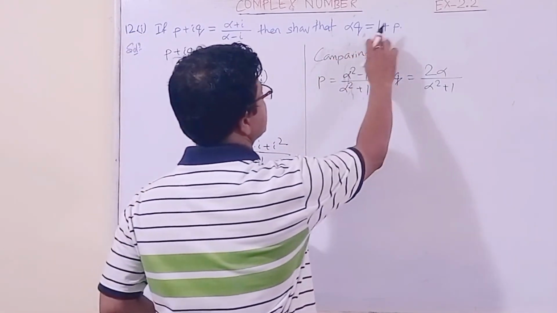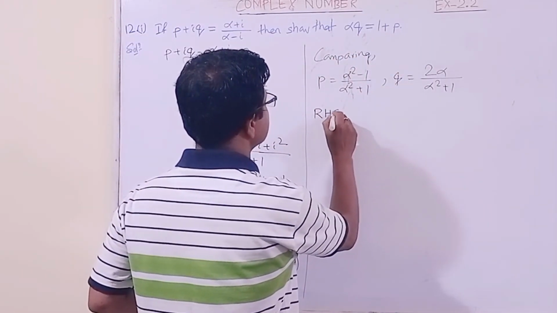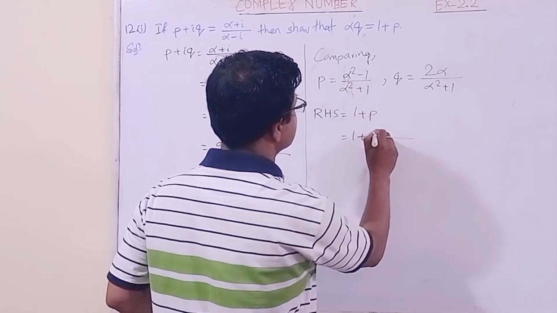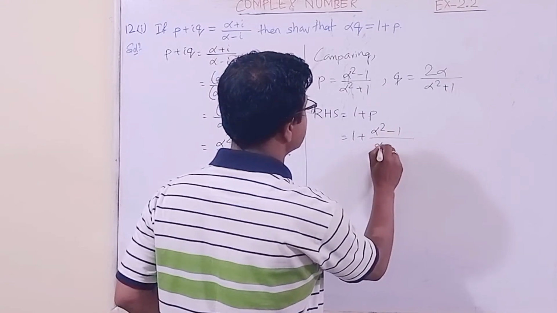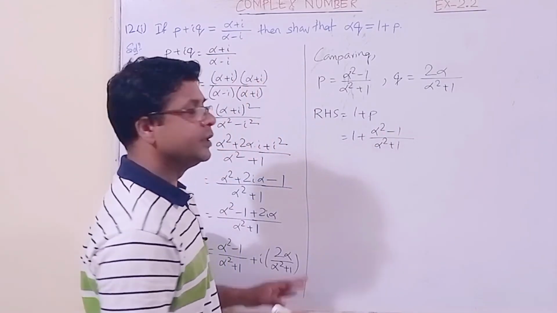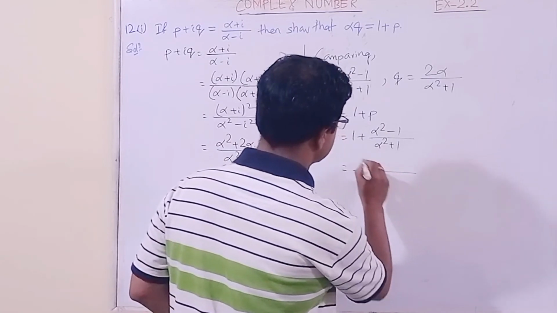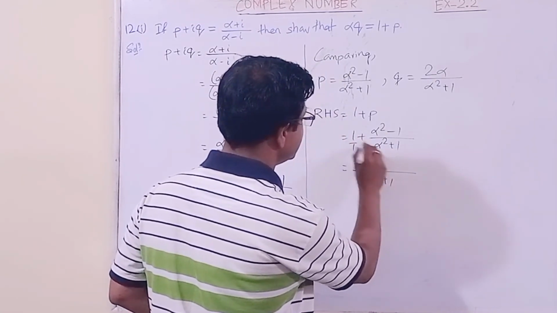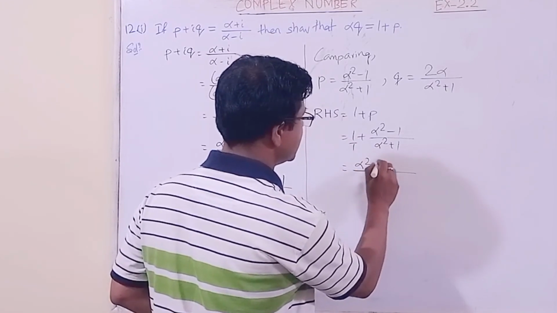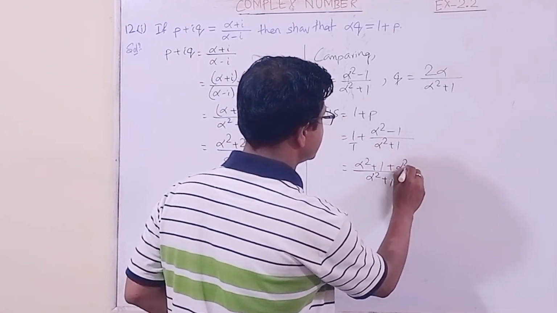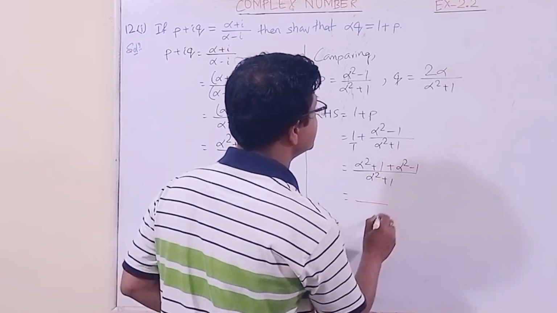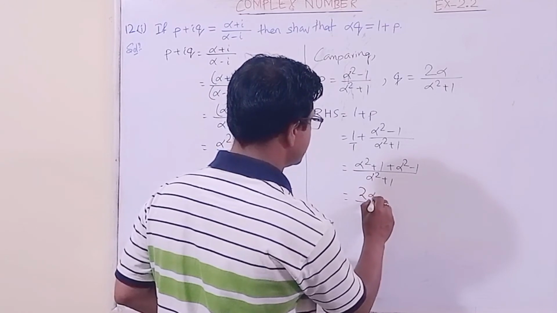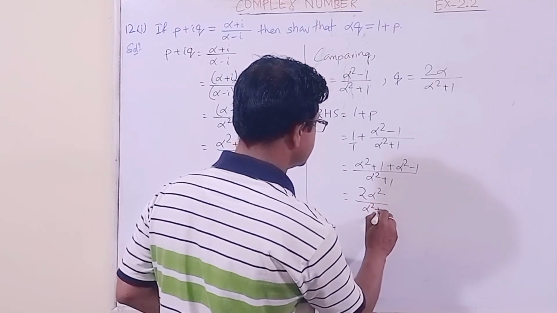Let us take the right hand side, it will be better, I think. Right hand side, what is 1 plus p? 1 plus p, where p is alpha square minus 1 divided by alpha square plus 1. How will we simplify? We'll take the LCM. What is the LCM of these two? Here it is 1, alpha square plus 1. So 1 into alpha square plus 1 is the same. Then alpha square minus 1, the 1 will get cancelled. So here what are we getting? Twice alpha square divided by alpha square plus 1.